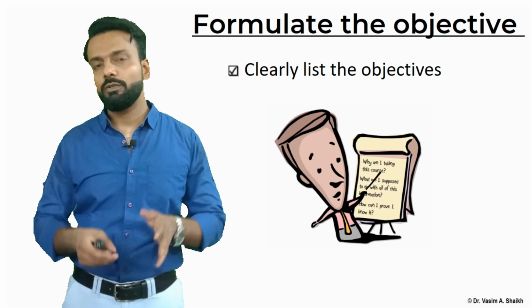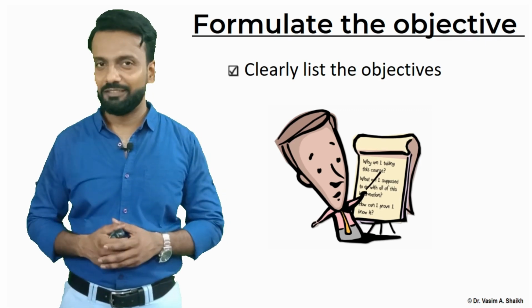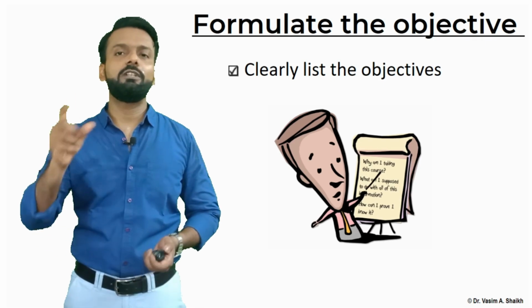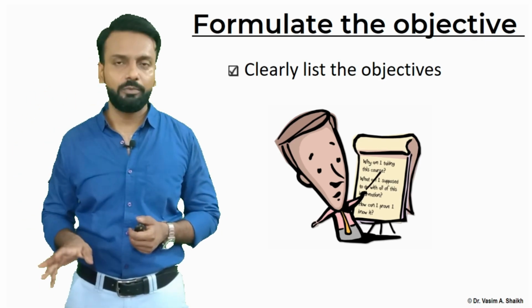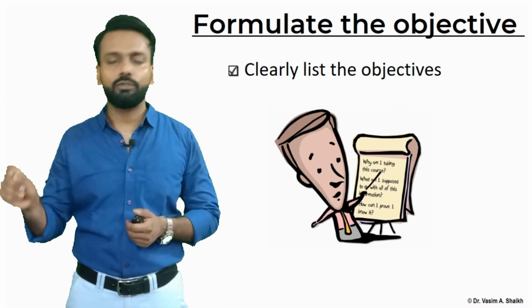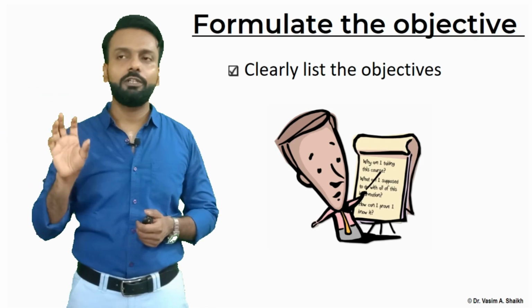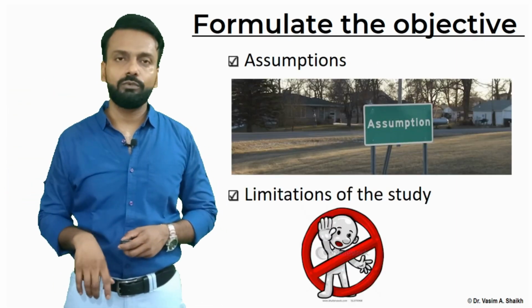So once you have finalized your problem, then you need to formulate the objective. Clearly, you need to list down the objectives of your research or of your paper. They can be 3 to 4 points. The objective of my research is so and so, you need to put on, and then you need to specifically focus on these particular objectives which you want to conduct.